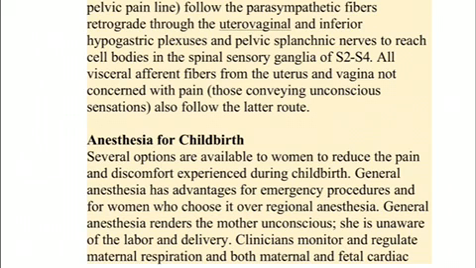What about anesthesia for childbirth? There are several options that women have to reduce pain and discomfort during childbirth. General anesthesia is there. It offers advantages for emergency procedures, and for women who prefer it to regional anesthesia. General anesthesia makes the woman unconscious and she's unaware of the labor and delivery. Clinicians must be there to monitor and regulate maternal respiration and both maternal and fetal cardiac function in the course of general anesthesia.